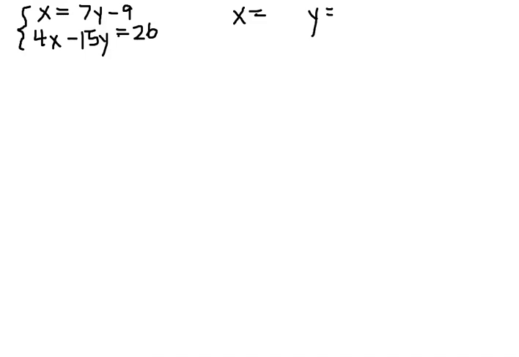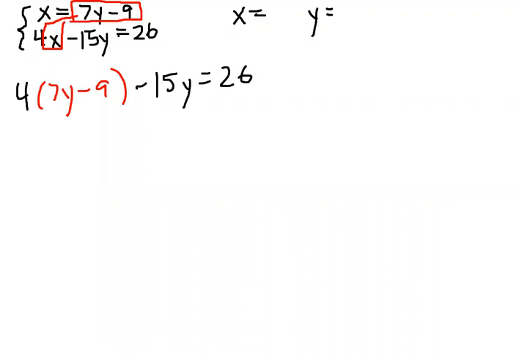So all I'm going to do for the top equation that's already solved for x, I'm going to take the quantity of 7y minus 9 and simply substitute it in for the x in the second equation. And what that creates is 4 times the quantity of 7y minus 9. And then the other things from that equation just copy. The minus 15y equals 26. Now you have a single linear equation with one variable in it. Clean it up, solve for y.